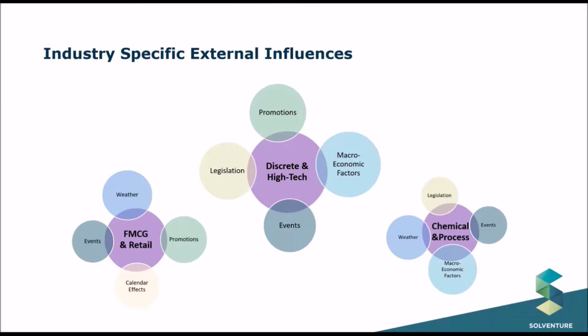When we look at the different types of industries we have, we see that not all external indicators are as relevant for each of those industries. For example, FMCG companies are heavily affected by promotions, events and calendar effects, whilst these external indicators are not as relevant for more B2B type of companies. Today we're going to look at weather, and weather can have an impact on different types of industries. Our example for today will be a global manufacturer in the discrete B2B business.